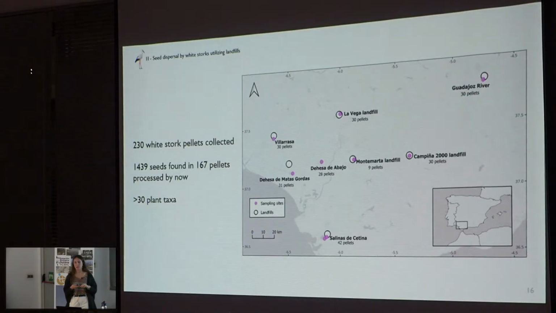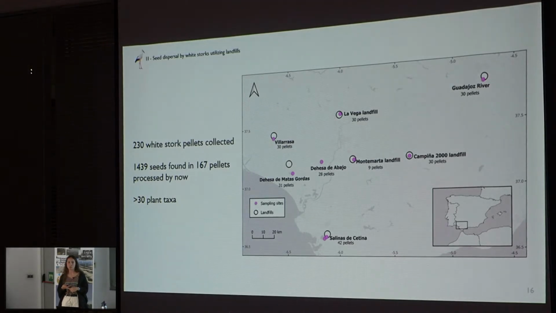For that, we collected 230 white stork pellets in 8 different sampling sites, 6 of them close to landfills, except for the Esa de Matagordas and the Esa de Abajo. By now we have analyzed, with the help of El Encañuelo, 167 pellets, and we have found more than 1,400 seeds from more than 30 different plant taxa. So we want to see how landfill use can be affecting the differences in the plant communities that we found in these sampling sites.